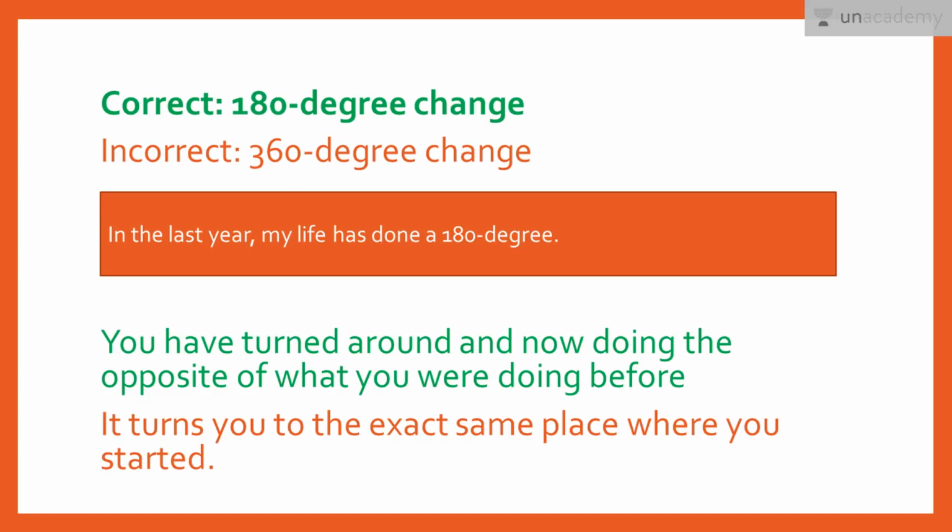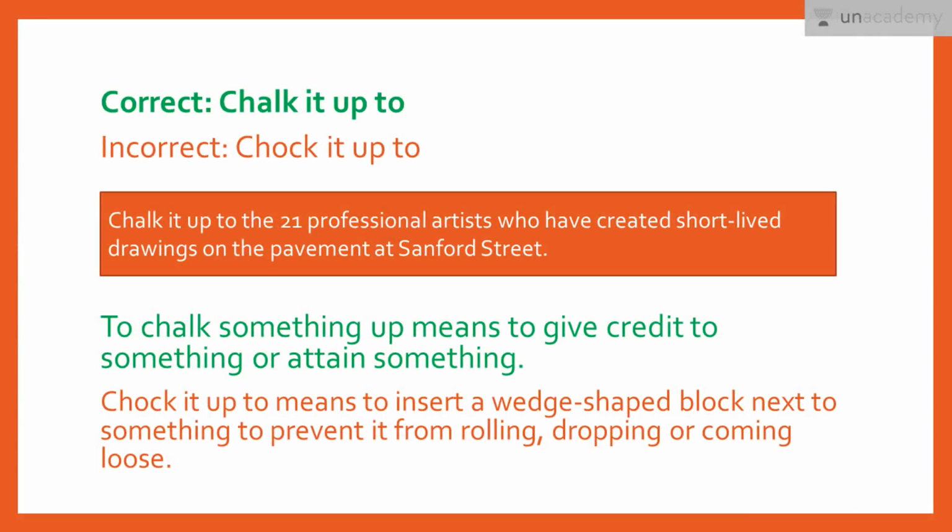Now the next phrase is chalk it up to. Just concentrate on the spelling. It's C-H-A-L-K, chalk it up to. The incorrect phrase that we use is again chalk it up to, but with the spelling changed, C-H-O-C-K, which is wrong. The correct chalk it up to means to give credit to something or attribute something. The incorrect version means to insert a wedge-shaped block next to something to prevent it from rolling, dropping, or coming loose. We often misuse this phrase and use the second one, but the first one is correct.